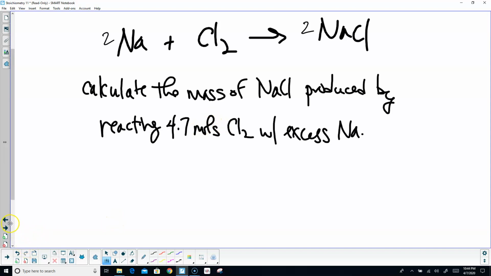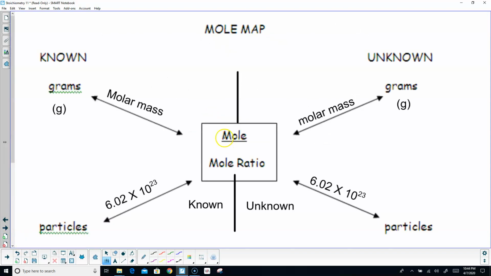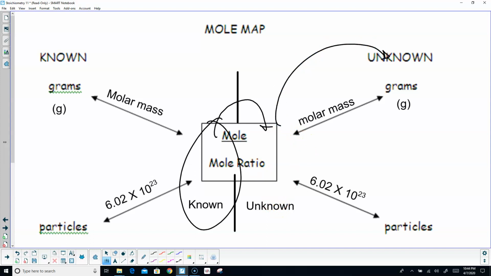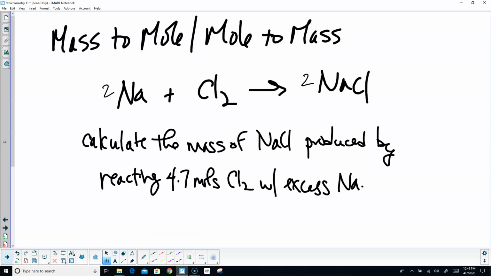So if we start with moles, let's look at our map. That means we're starting here at this part. We're starting with moles of the known, so we need to do our mole ratio to get to moles of the unknown, and then molar mass of the unknown substance. So 2 steps, starting with the mole ratio. Every stoich problem will include a mole ratio. If it doesn't, you messed up.